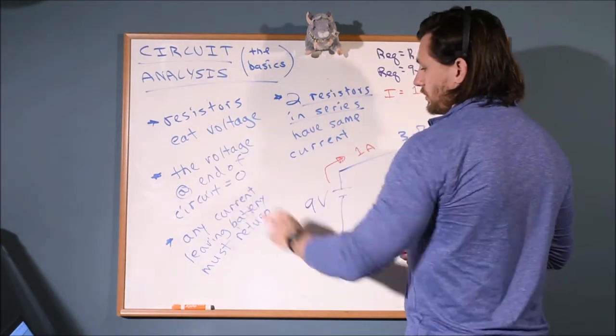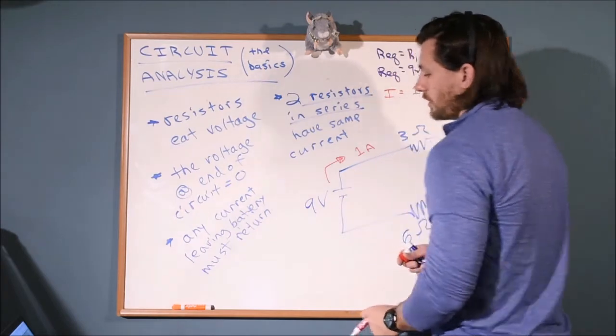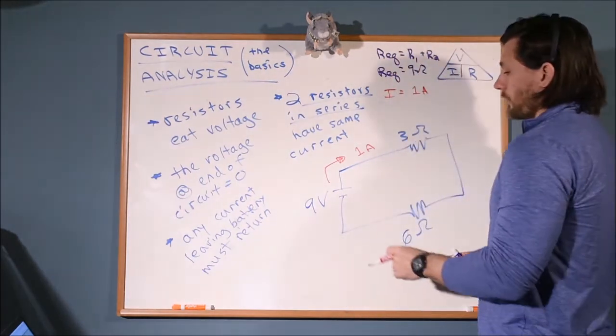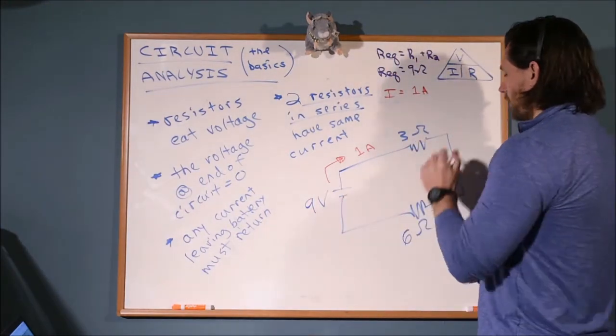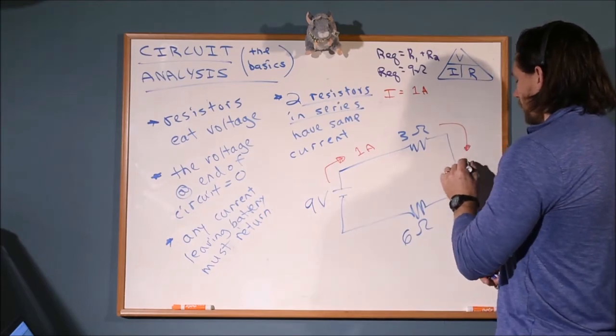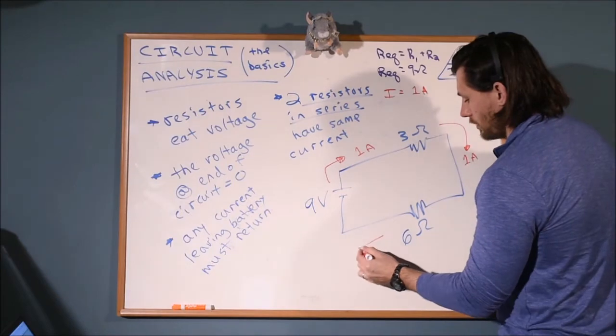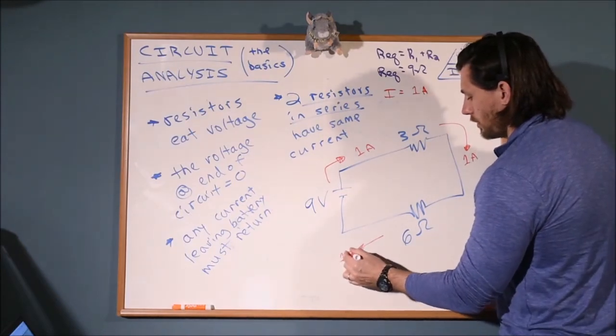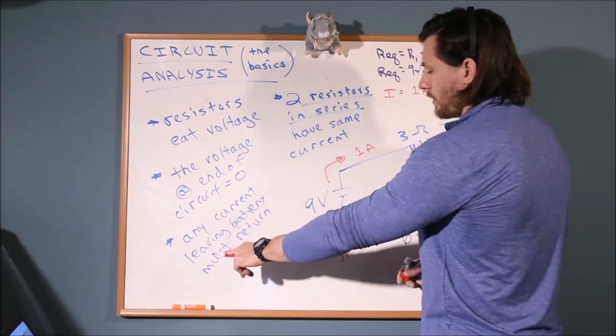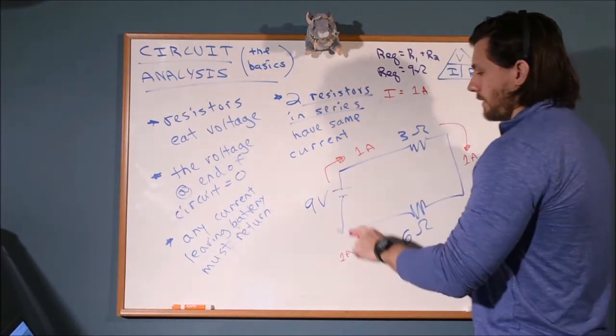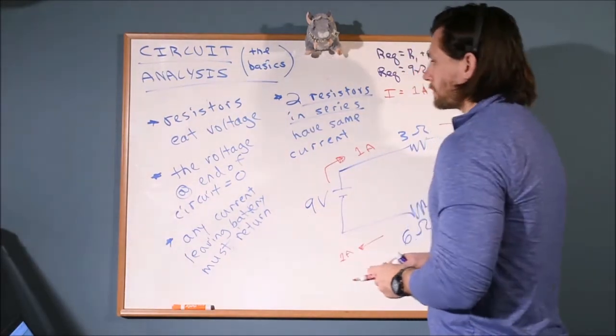Resistors each voltage. The voltage at the end of the circuit equals 0. Any current leaving the battery must return to the battery. Well, if there's only one path for the electricity to flow through, then it must be 1 amp here. Still one path. 1 amp here. So any current leaving the battery must return. 1 amp left, 1 amp got back, good to go.